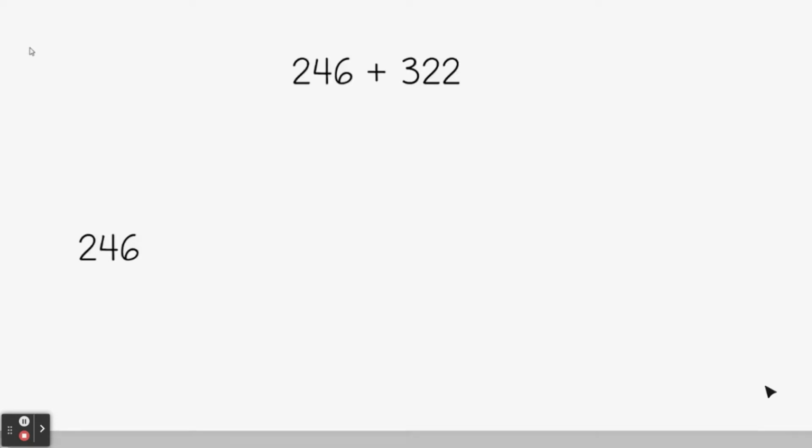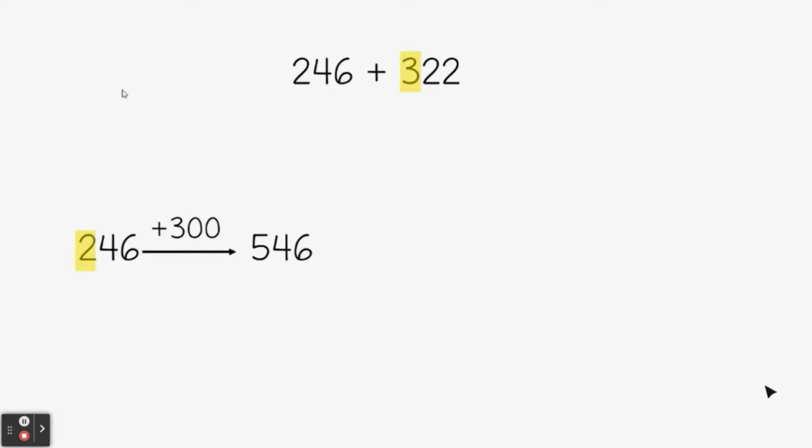We're solving 246 plus 322 using the arrow method. So we are going to start at the number 246, and we are going to add 300. So our 200s. Let's just quickly zip through this.